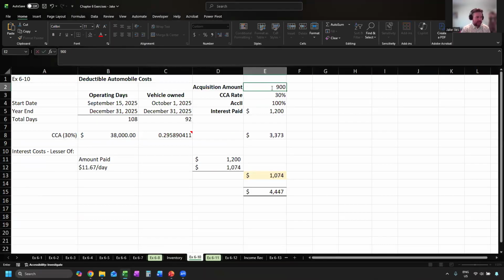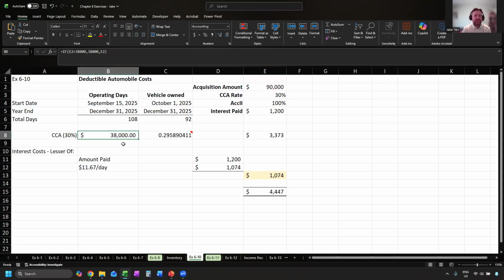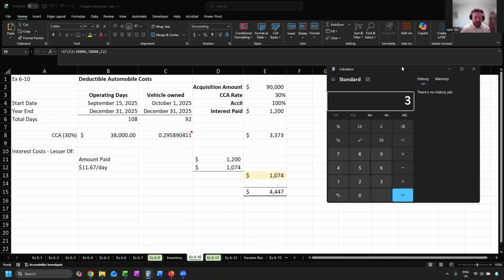So let's make this $90,000. So the car costs $90,000, but it doesn't matter. The business can only capitalize 38,000. The CCA rate, I'm just going to bring up a calculator. So 38,000 was put into 10.1. The CCA rate at 30% was 11,400.